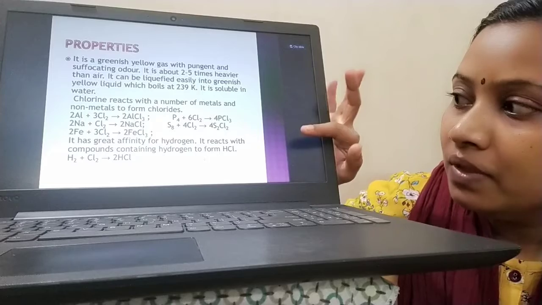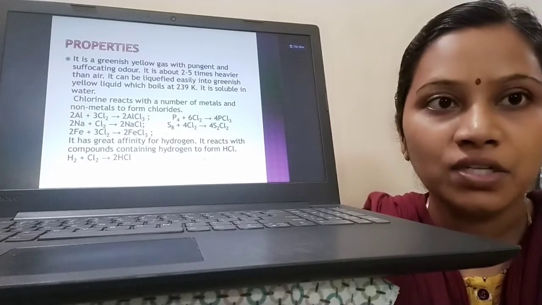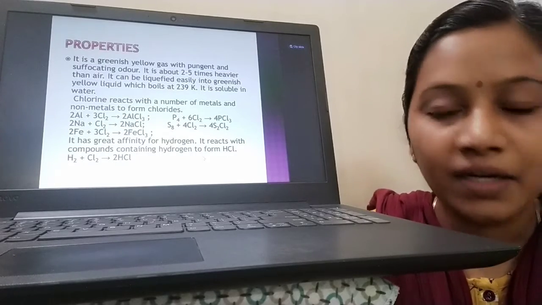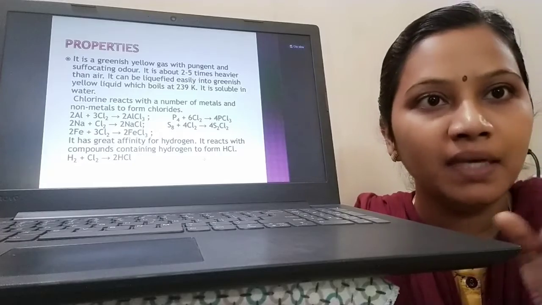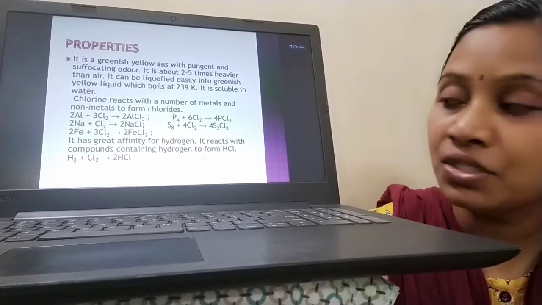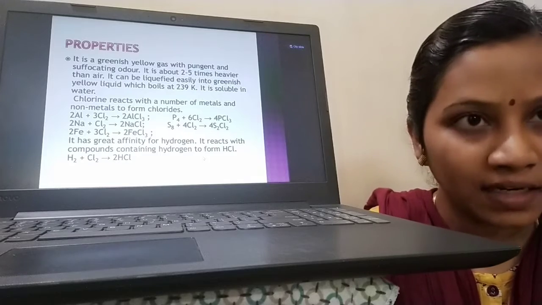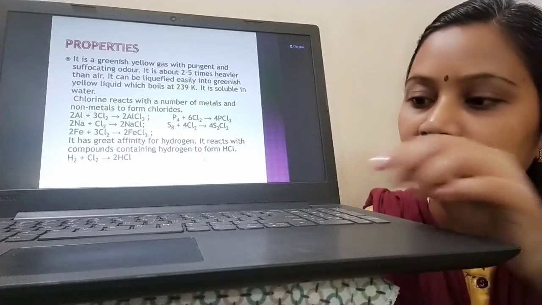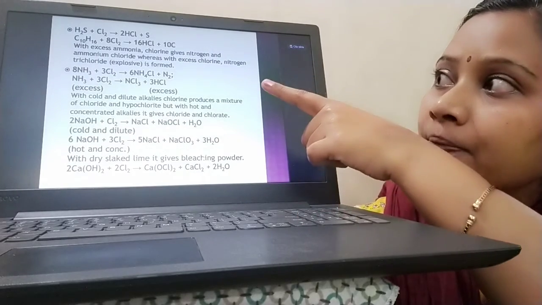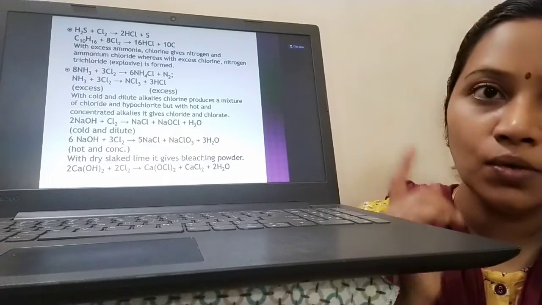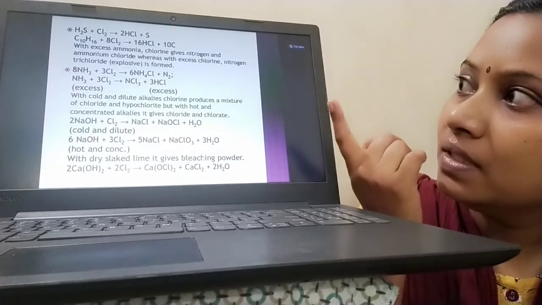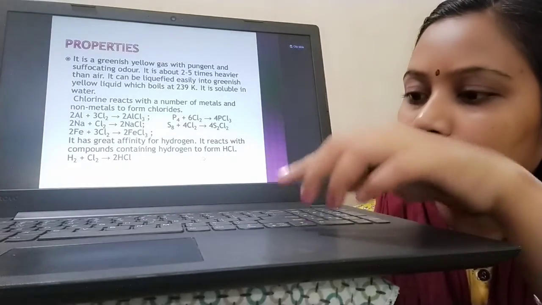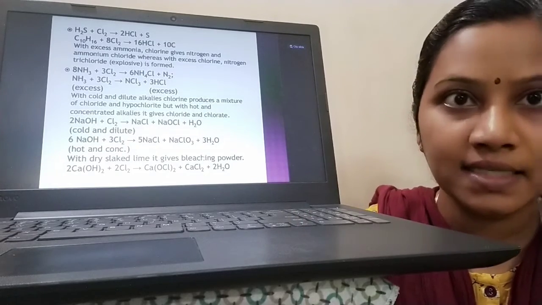Because, as we have already seen on this slide, it has a greater affinity for hydrogen, it reacts with compounds containing hydrogen. What happens? One H will be replaced. There will be a substitution kind of reaction. See the reaction here. Chlorine is reacting with hydrogen, where 2H is involved in the production of HCl. Now moving to the next reaction, when chlorine reacts with H2S, you get HCl. When chlorine reacts with C10H16, you get HCl. So when hydrogen and chlorine react, the compulsory end product is HCl.